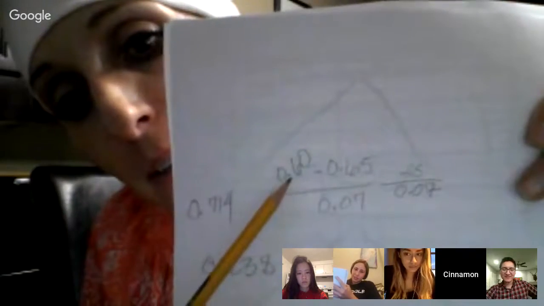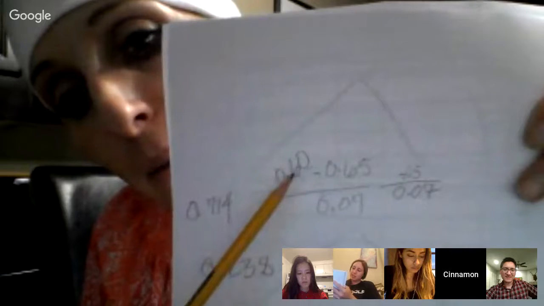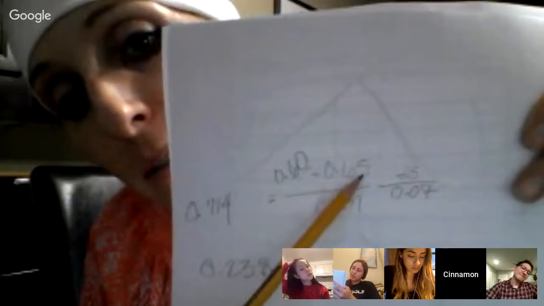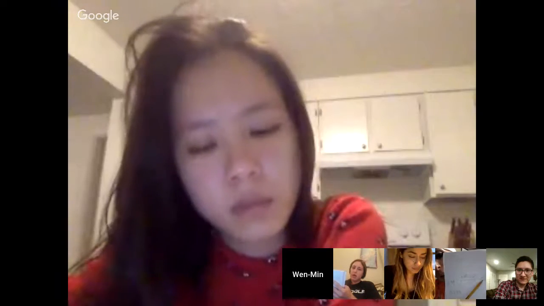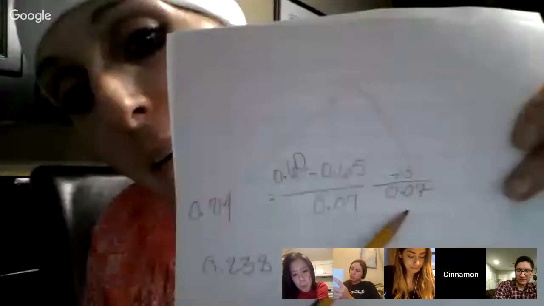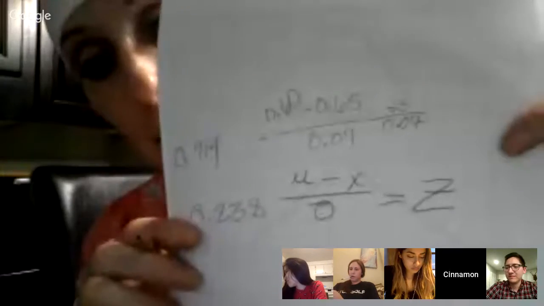I have 0.60 minus 0.65, which gave me 0.05. And I divided it by, like you were saying, x is in the equation, so that would be 0.60. So if we have that z equals x minus the funny u over the funny o thing.